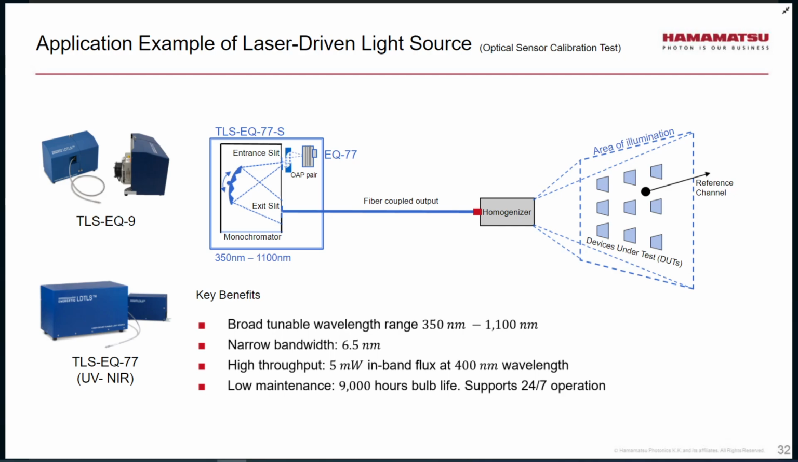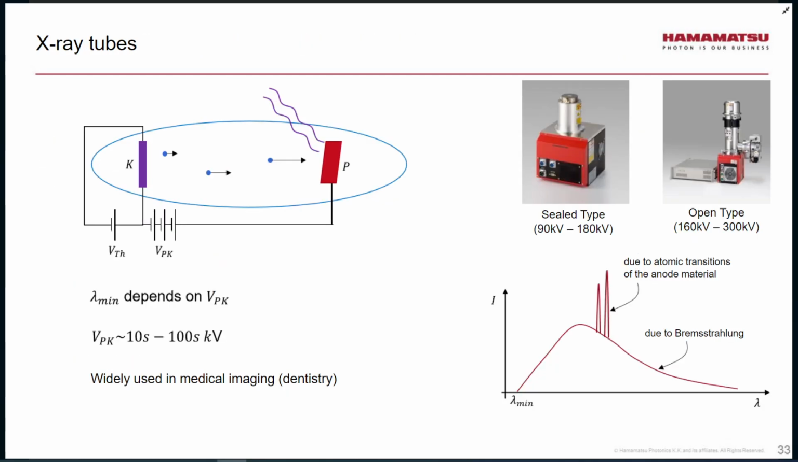Here's an example of such a laser-driven light source from Hamamatsu, and one possible application to test photodetectors. The light source produces stable light, right? The key here is stable light, which is then expanded over some area, and in that region I can place, for example, photodetectors like CCDs or PMTs, and perform optical characterization.